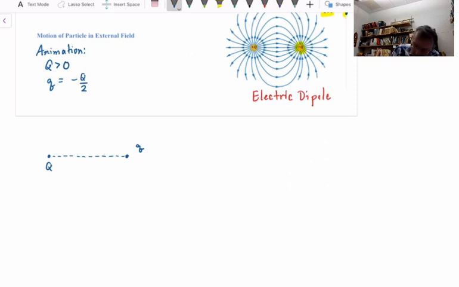All right, let's call that distance between big Q and little q little r. So I know there's an electric force on little q. Which way is it? What's the direction of F electric on little q? Did you say towards big Q? Because they're attracted, right? One's positive and one's negative.